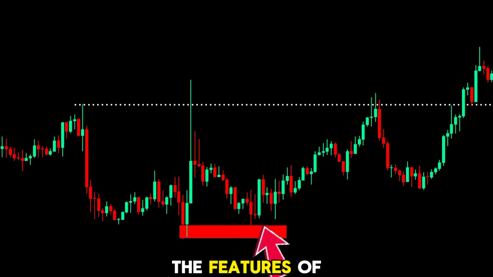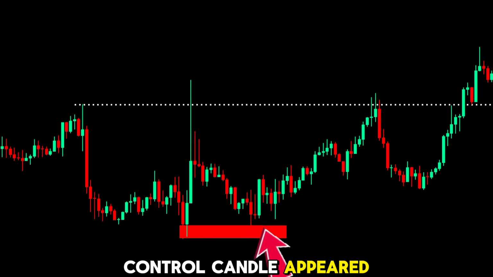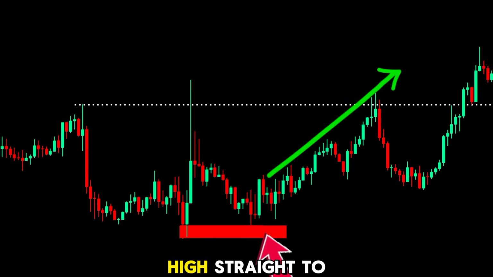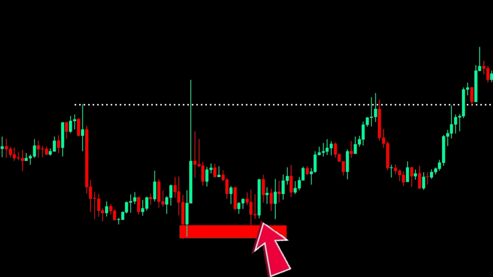If you recall the features of the control candle that I mentioned earlier, you will see that this is not an ordinary control candle. It's a big control candle. And after this control candle appeared, the market moved high, straight to the target direction. This would have been a very good trade if you took it.